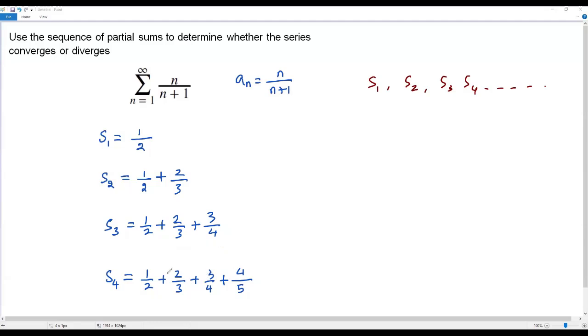Okay, now if I go to the fourth partial sum, the second term is greater than the first term 1/2, the third term is greater than the second term 2/3, and the fourth term is greater than the third term 3/4. So this is also increasing at an increasing rate. So clearly, the sequence formed by the partial sums diverges. So it does not converge to a finite value. So therefore, the given series diverges. It does not converge to a finite value.